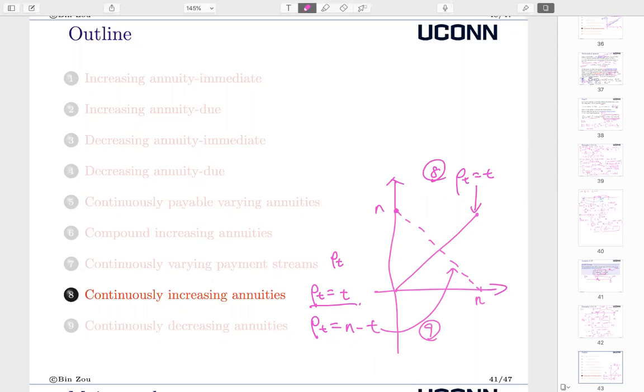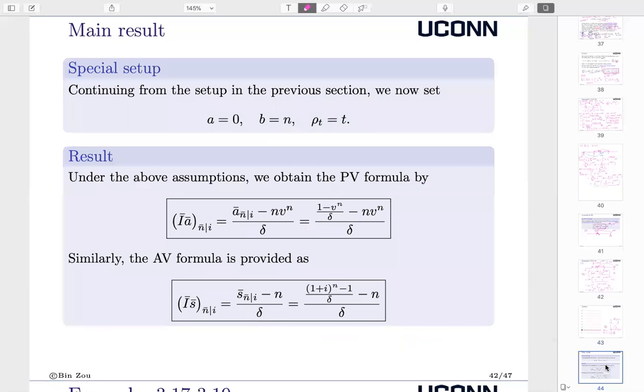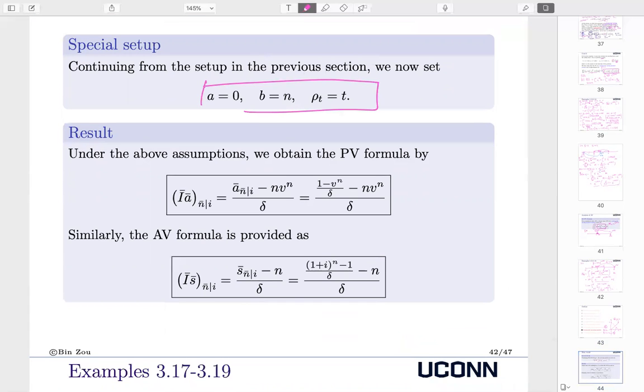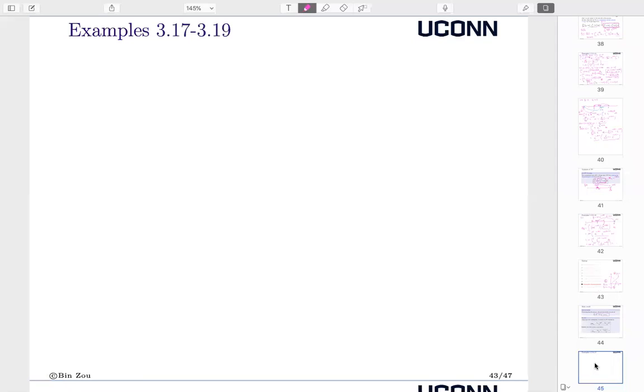So both 8 and 9 are special cases of what we studied in section 7. If you understand the setup of section 7, those two would be examples of what we studied before. Here I did give you some results, but since this is a special case of what we studied, I don't want to go through this result. I directly give you an example. As mentioned, this is the setup. Let's directly do an example, and let me convince you that formulas are not important in this course.